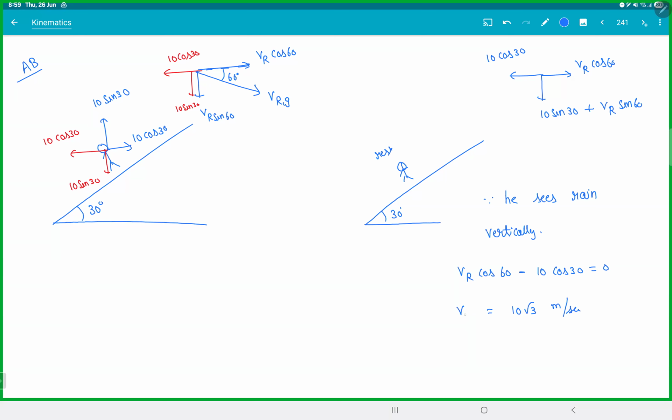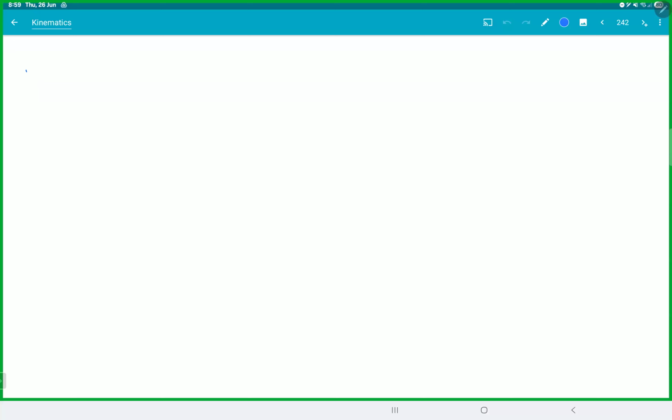Any doubts on this? So the rain is actually falling with 10 root 3 meters per second at an angle of 60 degrees in the ground frame. So first you need to figure out how the rain is actually falling. Any doubts on this part? Then you want to find out BC. So BC is a flat surface. The man is going with 10 meters per second. The rain is falling with 10 root 3 meters per second at an angle of 60 degrees.